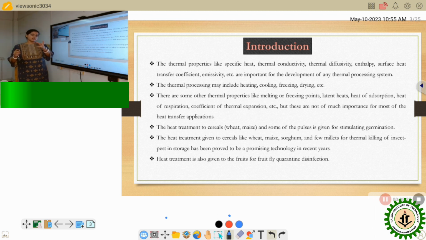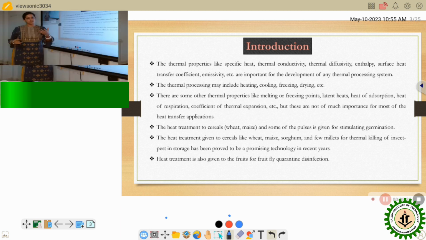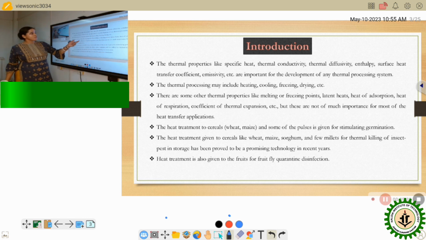You have heard about freezing point depression or boiling point elevation. This happens because of this variation in composition. So that is why we need to talk about melting or freezing point whenever we are talking about heat transfer. Then latent heat we know. So latent, there are two types of heat transfer.